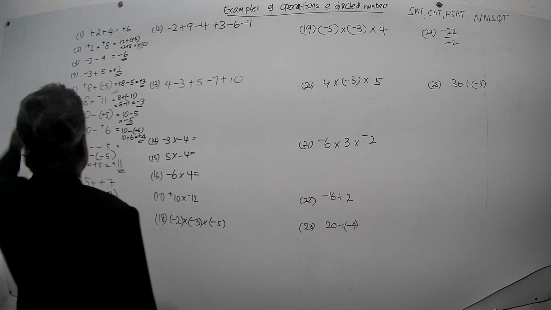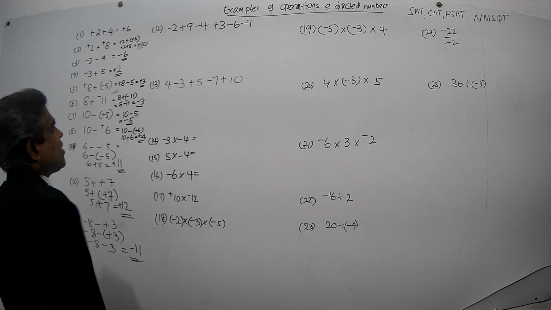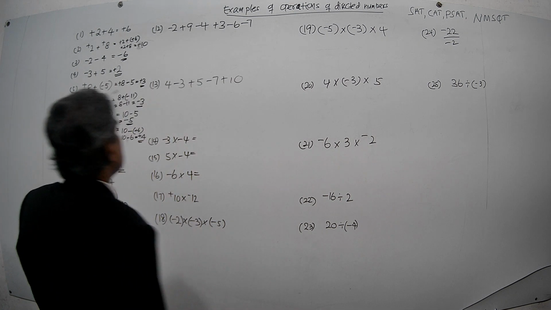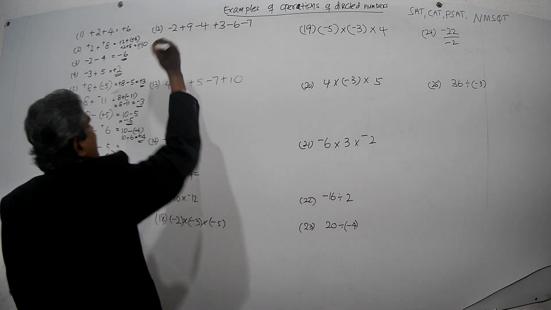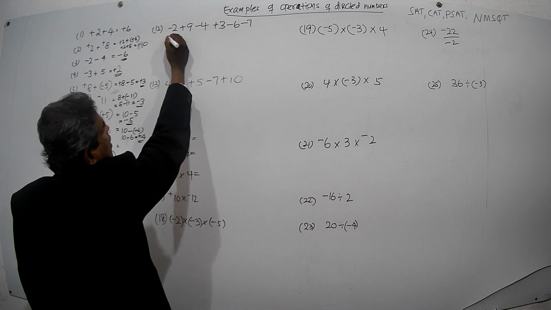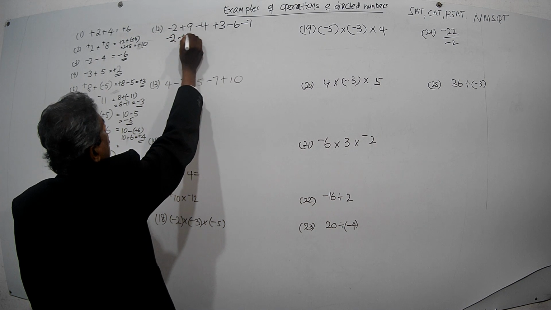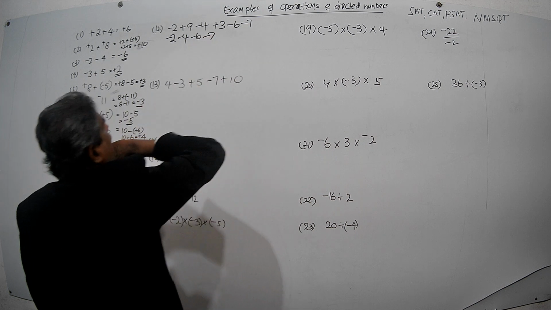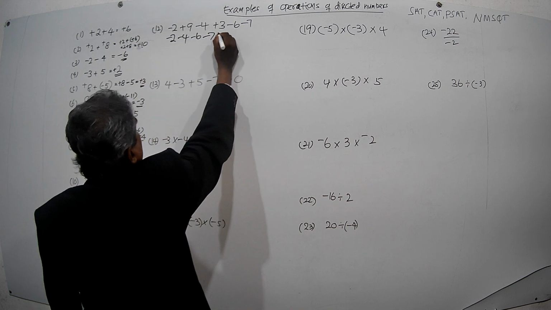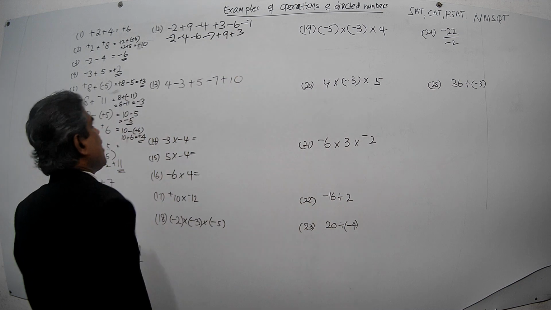Now you come to the 12th one. You get a mixed operation. There are several numbers with negative signs and several numbers with positive signs. When you have several numbers of different signs, you write the numbers together with the equal sign like this: minus 2, minus 4, minus 6, minus 7. And the other two numbers are positive, 9 and 3, and you write them after that, right?